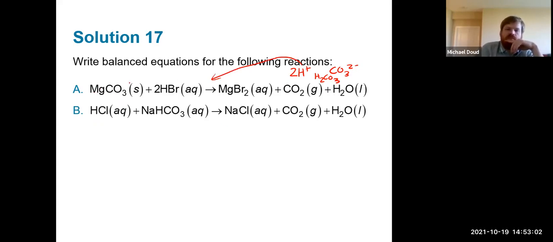Then we have magnesium as the first cation, and bromide as the second anion. Those come together, they form magnesium bromide, MgBr2. That's our salt. Okay, now H2CO3 is going to decompose into CO2 and H2O. So our final equation would be 1 mole of magnesium carbonate reacts with 2 moles of hydrobromic acid to produce 1 mole of magnesium bromide, 1 mole of carbon dioxide, and 1 mole of water.